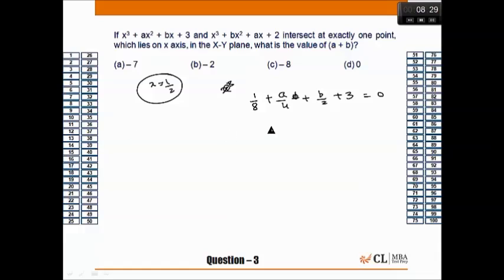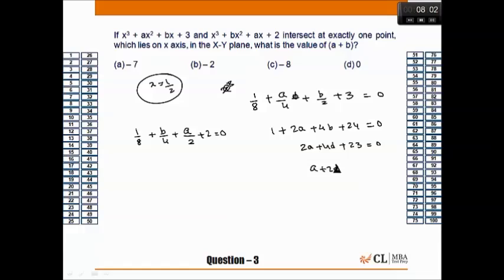And also the second one is 1 by 8 plus b by 4 plus a by 2 plus 2 equal to 0. So these two are the roots. Multiply by 8: 1 plus 2a plus 4b plus 24 equals 0. That implies 2a plus 4b plus 25 equals 0. So 2a plus 4b would be equal to minus 25.